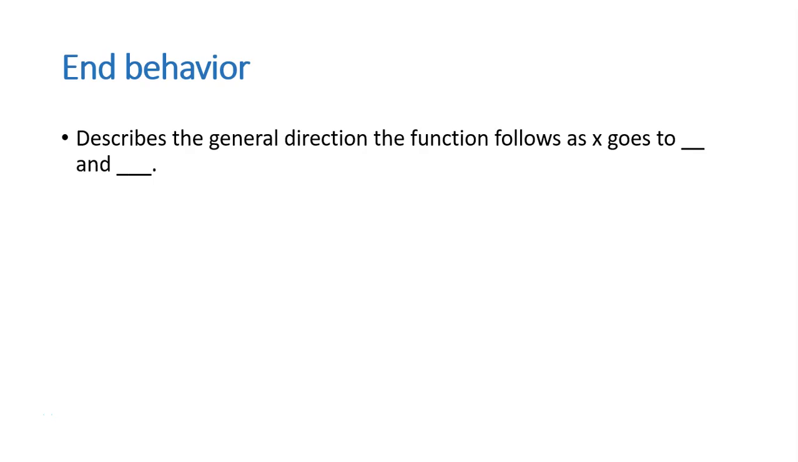The first attribute of polynomial graphs and polynomial functions we're going to look at is called end behavior. End behavior describes the general direction the function follows as x goes to infinity and negative infinity. In other words, as we go to the left and the right on the graph, what is the graph of the function doing? Another way to think of this is which way the arrows are pointing, and that may be most helpful for when we actually need to graph. We know there are going to be tails going in either direction on the graph. We want to know which way the tails are pointing.